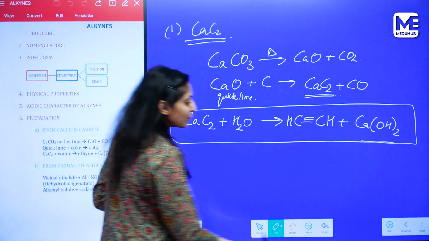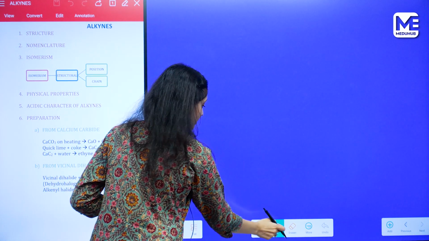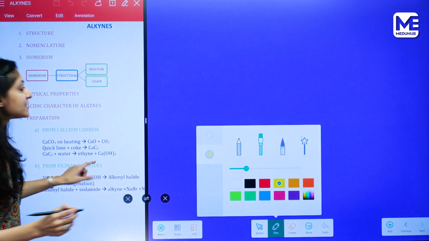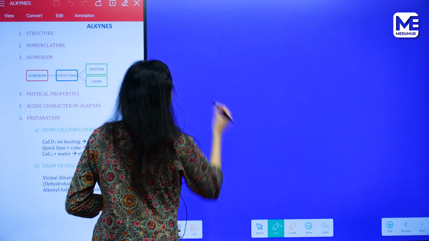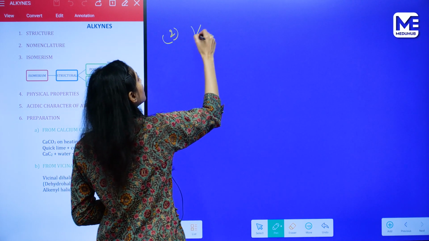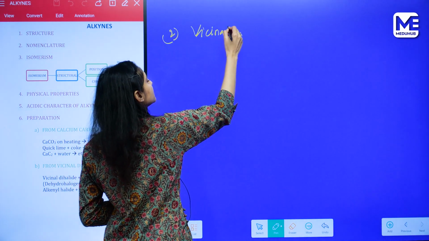There is another way to prepare alkynes, which is from vicinal dihalides.